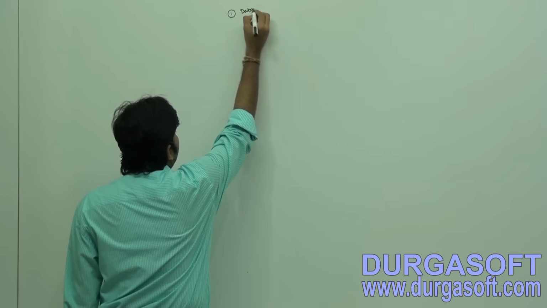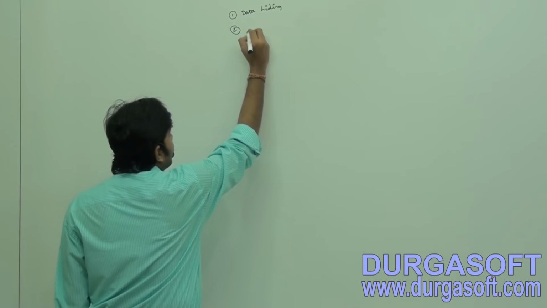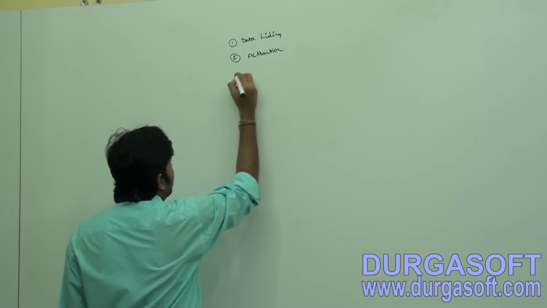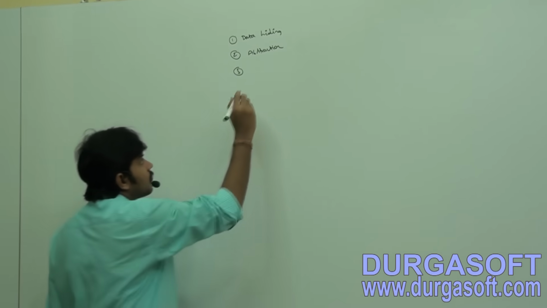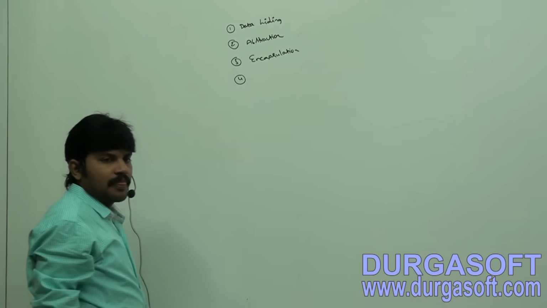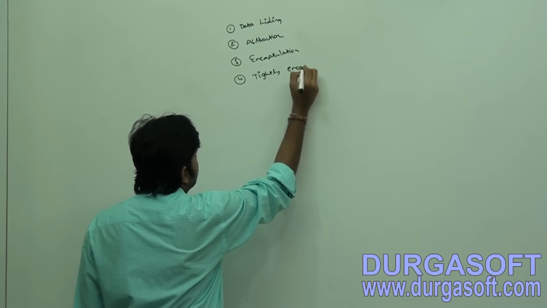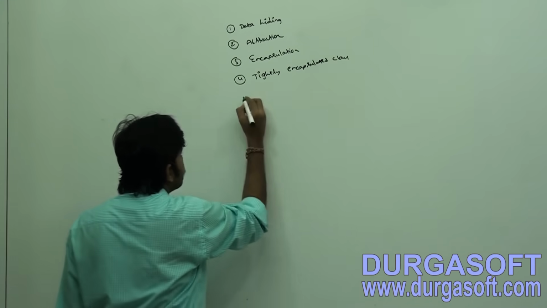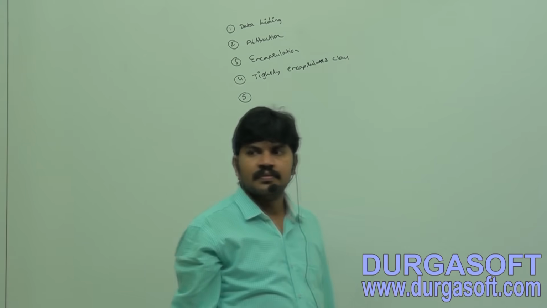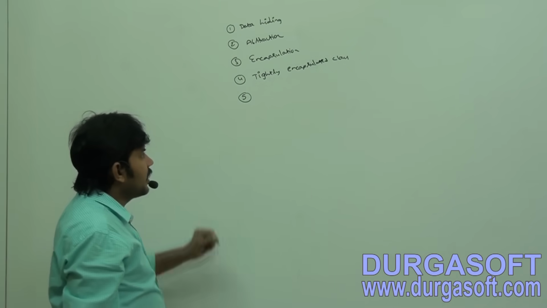So what things do I have to talk about related to this OOPS concept? Just observe, the first few concepts are a bit theoretical, but anyway you people should be aware. The first topic I will take care of is data hiding. The second topic we have to talk about is abstraction. The third topic is encapsulation. Next, the fourth one, tightly encapsulated class. Okay: data hiding, abstraction, encapsulation, tightly encapsulated class.